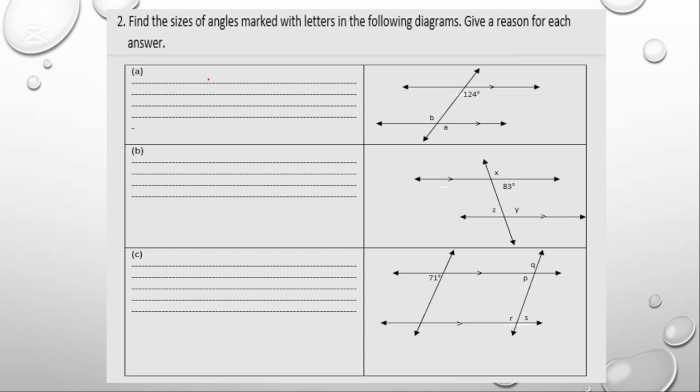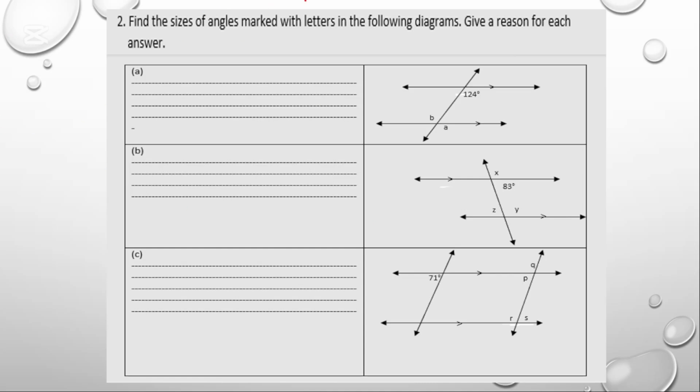Here we have number 2. Find the sizes of angles marked with letters in the following diagrams. Give a reason for each answer. I will guide you, but no answers. The answers will appear on the last slide.